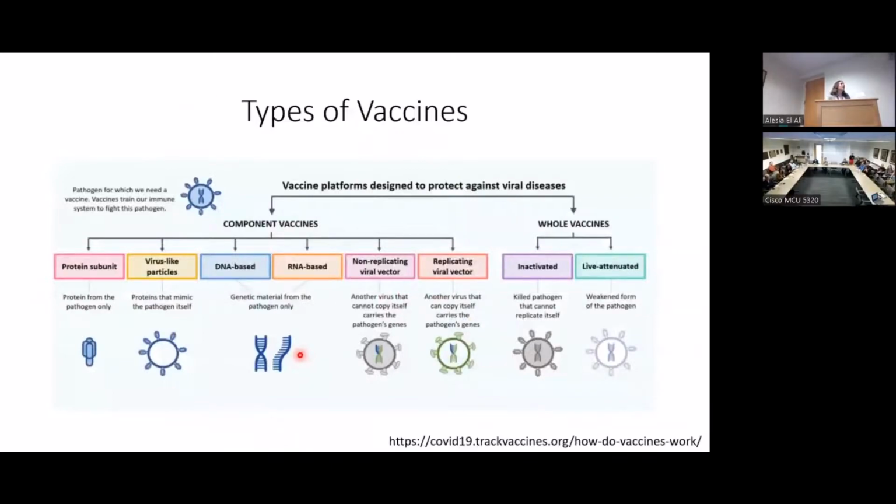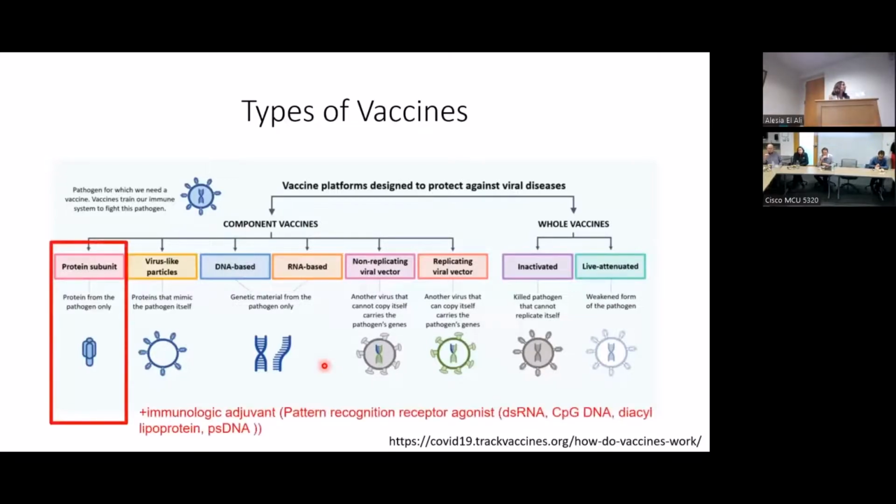So in our lab, we're interested in a variety of things, but one of the things we're interested in is vaccination. There are lots of different types of vaccines, including protein subunit vaccines, which are part of the pathogen that you inject; virus-like particles, which are not real viruses, but just parts of the virus; and DNA and RNA-based vaccines. As an example, the COVID vaccine is an RNA-based vaccine. There are non-replicating viral vectors and replicating viral vectors, such as adenoviral vectors, and there are also whole vaccines which are either inactivated or live attenuated.